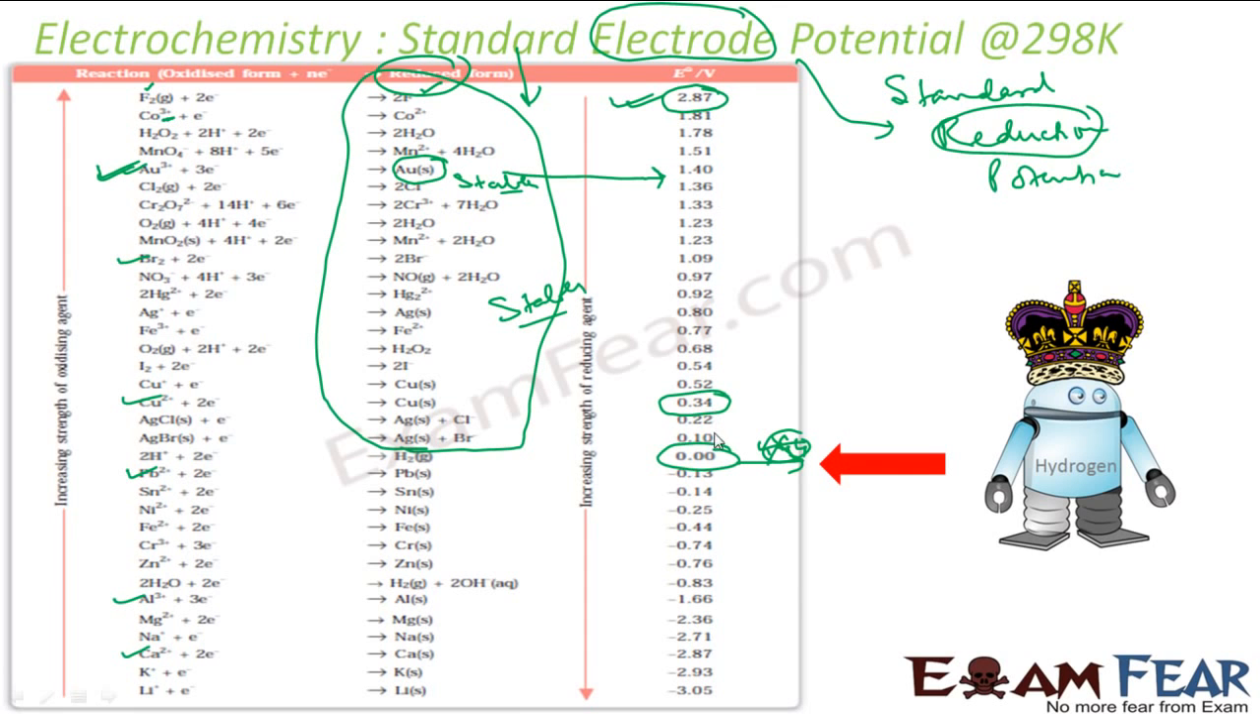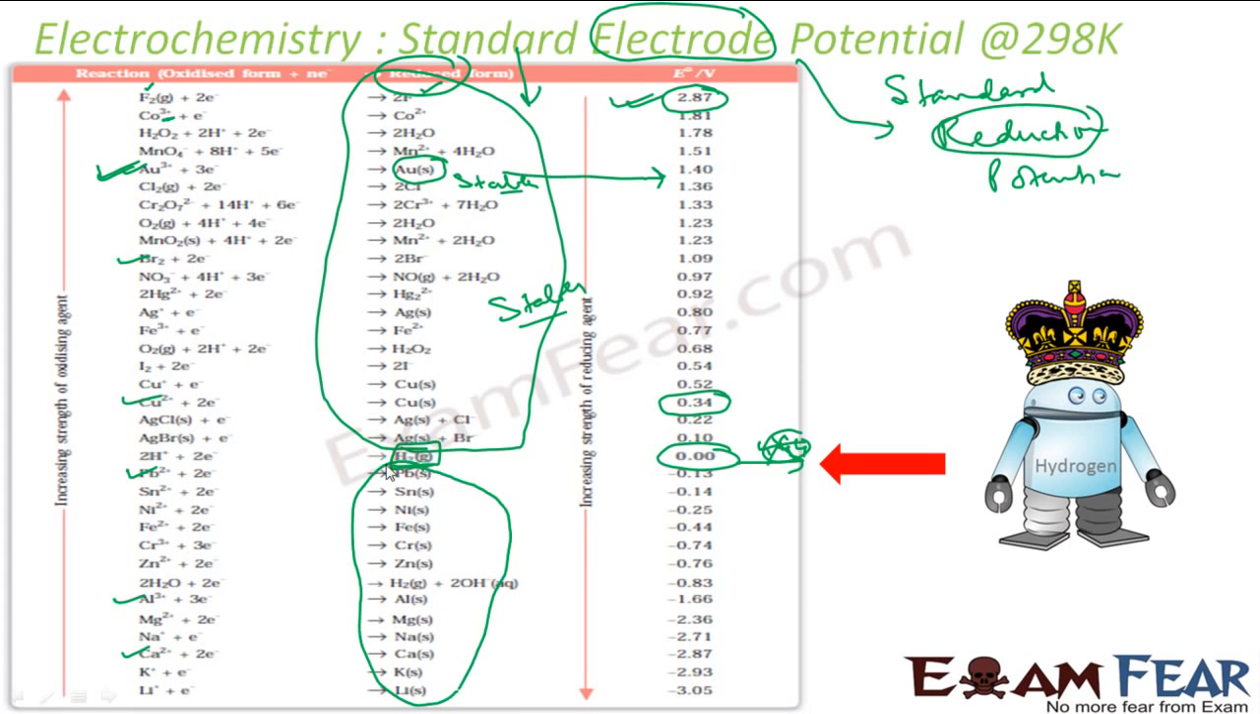Why? If it is positive, that means the reaction is possible. If the reaction is possible, that means the reduced form will be more stable as compared to hydrogen gas, because I am talking about hydrogen gas as a potential here. Now again, if the electrode potential of the electrode is negative, that means the hydrogen gas is more stable than its reduced form. So if the standard electrode potential is negative, that means the hydrogen gas is more stable than its reduced form.